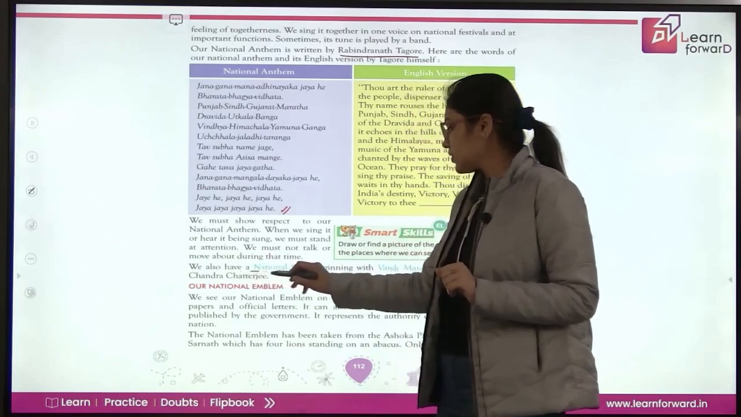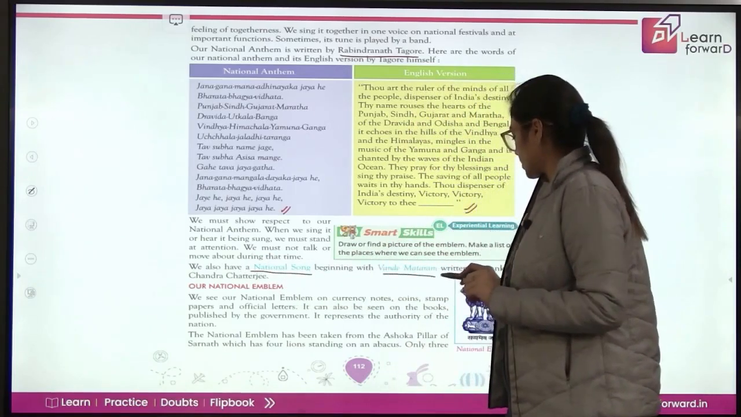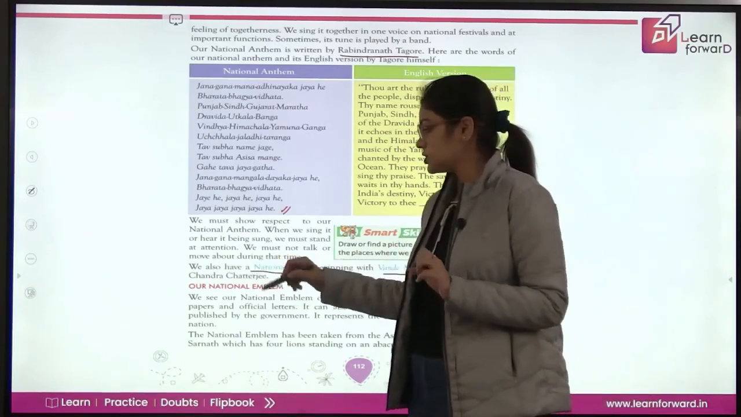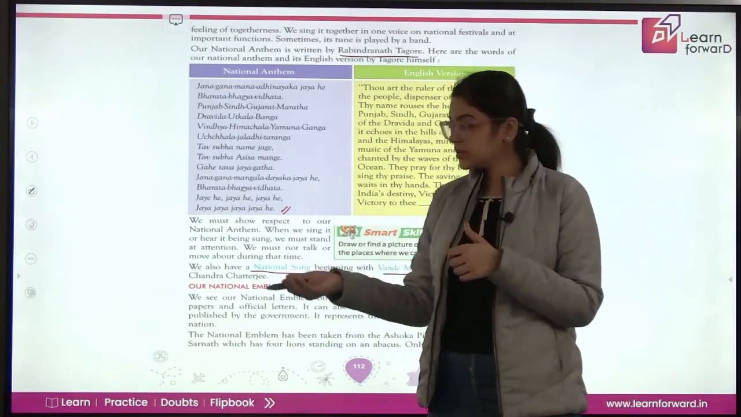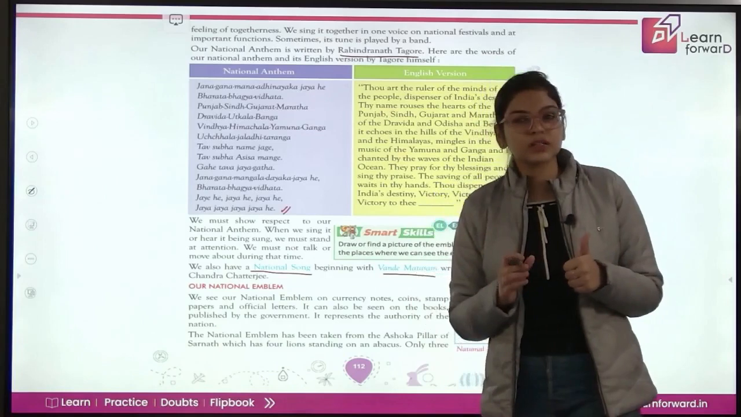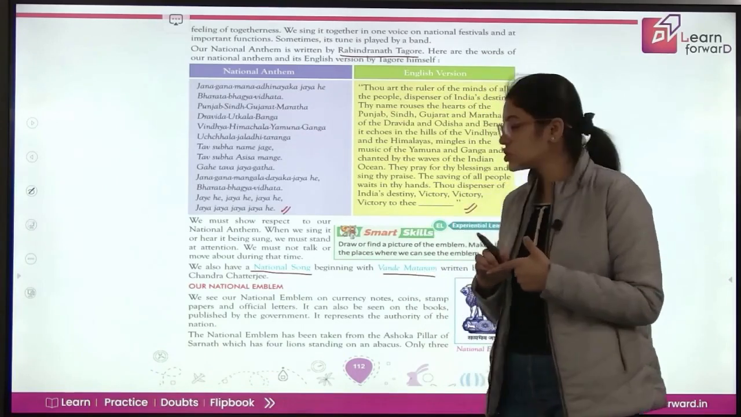We also have a national song beginning with Vande Mataram written by Bankim Chandra Chatterjee. So India also has a national song other than the national anthem, which is your Vande Mataram, and it is written by Bankim Chandra Chatterjee.